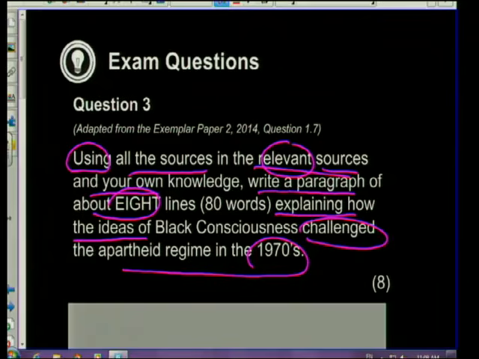Going on further, you've got to explain why the ideas of black consciousness challenge the apartheid government. You've got to say how the ideas of black consciousness opposed, resisted, asked the apartheid government to question the apartheid policy and in that way challenge. The word challenge means to oppose, to actively resist, to question the existing government policy.